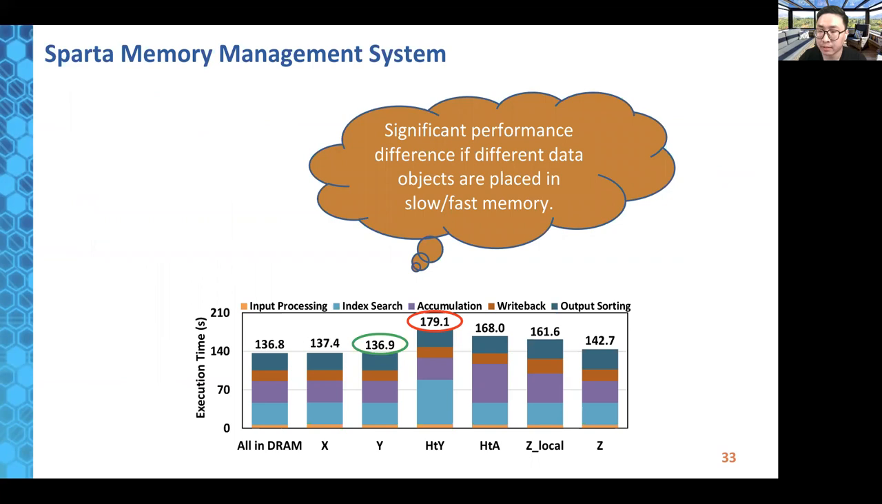We observe that there is significant performance difference if data objects are placed in either DRAM or PIM. In this example, the memory consumption of Y and HTY is similar, but placing HTY in PIM and others in DRAM has significant performance loss compared to Y.